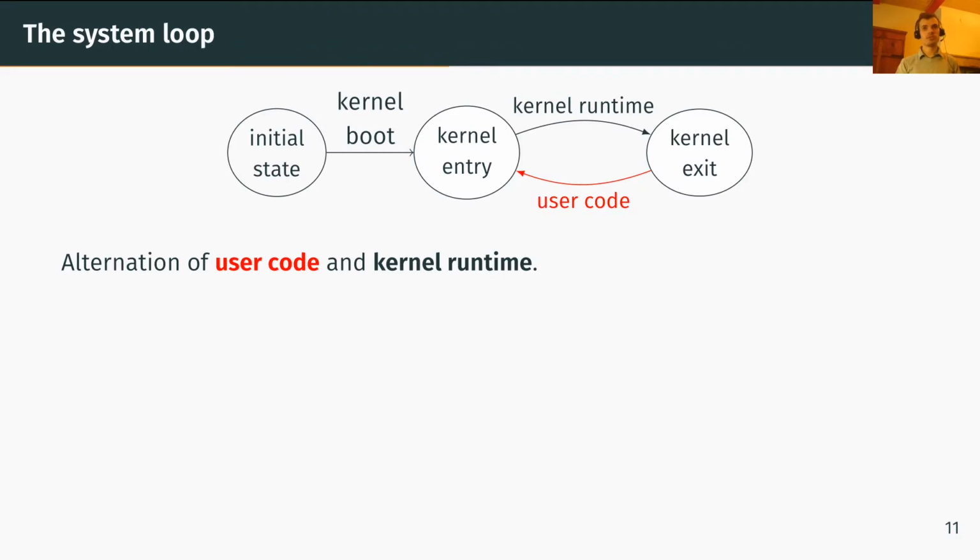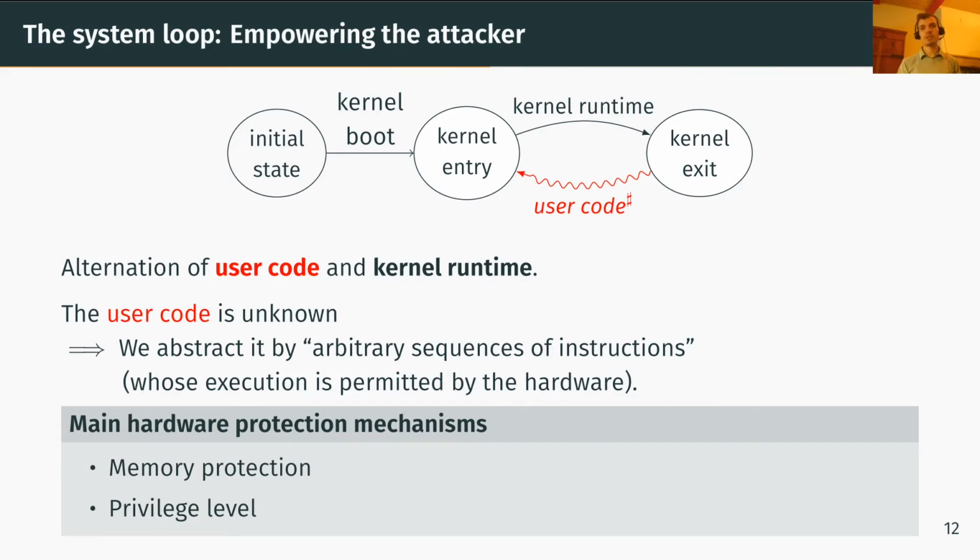So we want to analyze kernels. And what kernels do is, after running some boot code, they alternate between kernel runtime and user code, what we call the system loop. And we want to perform abstract interpretation on that system loop, but the user code is unknown. So what we do is we abstract it by arbitrary sequences of instructions, effectively empowering a potential attacker. But these sequences of instructions are limited by hardware protections, in particular memory protection and privilege level.